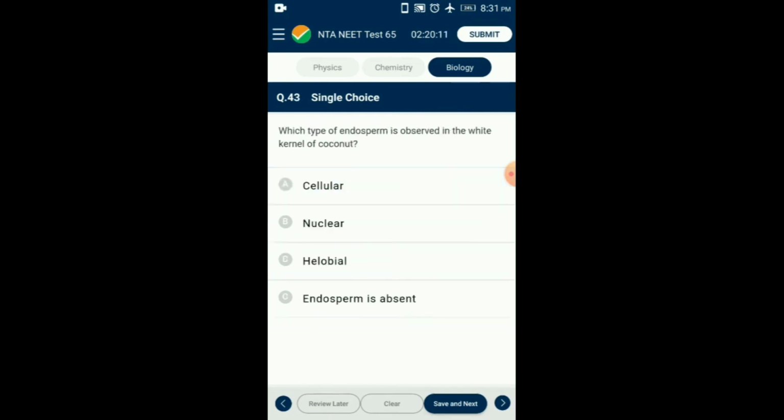Question number 43. Which type of endosperm is absorbed in the white kernel of coconut? Cellular type of endosperm is observed in Cypsella, belongs to Brassicaceae family, in which karyokinesis is followed by cytokinesis, forming solid cellular endosperm. In coconut, nuclear endosperm is formed, in which karyokinesis is not followed by cytokinesis. Initially, thus liquid nuclear endosperm is formed. The white kernel is the cellular endosperm. So the answer for this question is option A, cellular.